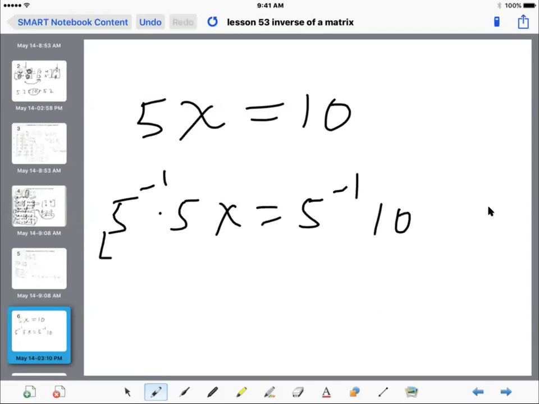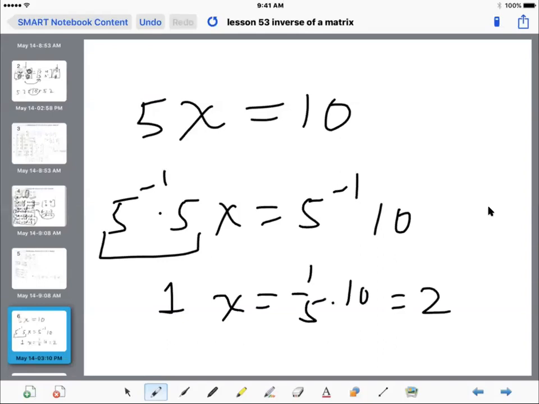The multiplicative inverse times the thing itself is the identity. And 5 inverse is 1/5 times 10, which is 2. And then anything times 1 is just itself, so x equals 2. So that's what we do when we do algebra. We maybe don't think of it that way.